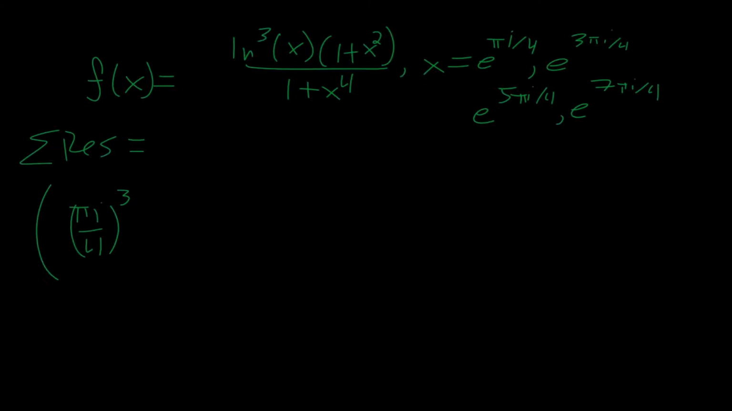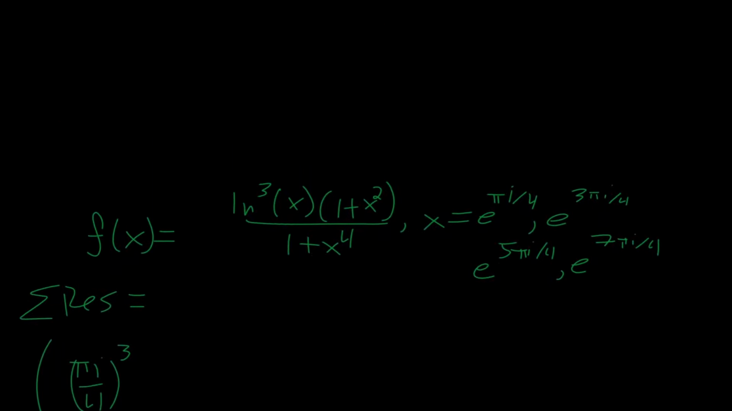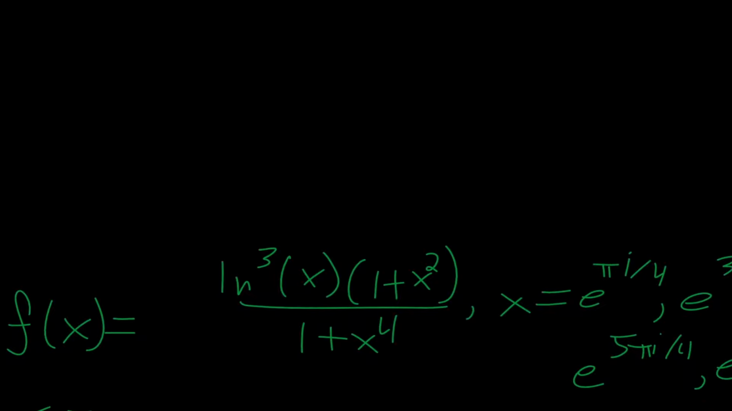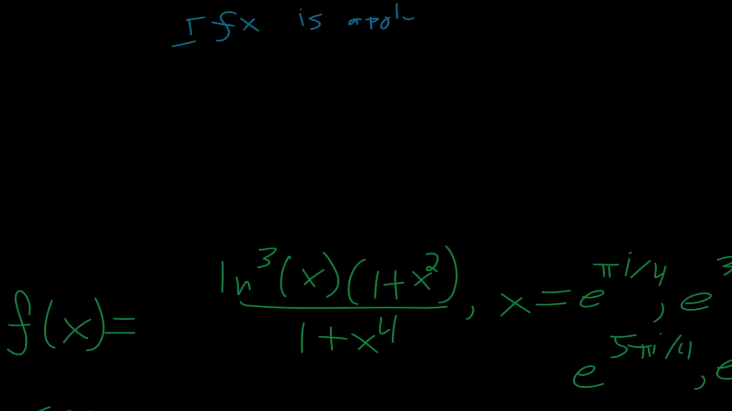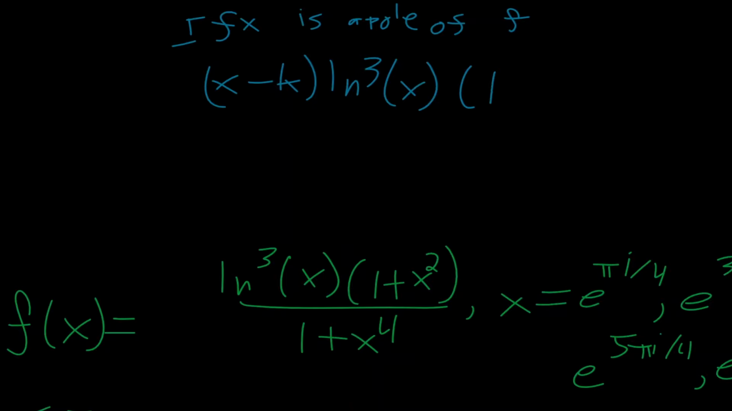And then what are we going to have? Well, I'm just going to write this in general right here, so that way I don't have to do this a bunch of times separately. So if x is a pole of f, then what we can say is, if the pole is at k, then we have natural log to the third x, because this is just the formula for a residue. All of our poles are simple poles, so we can just do this right here.